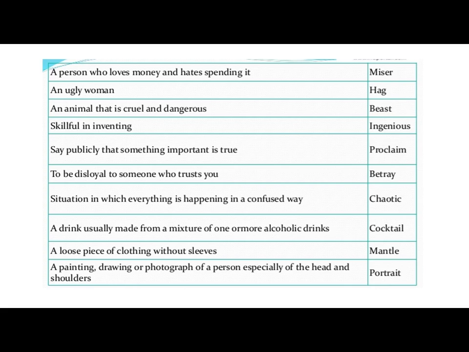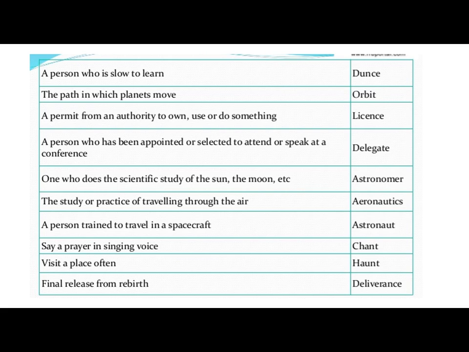A loose piece of clothing without sleeves, mantle. A painting, drawing or photograph of a person, especially of the head and shoulders, portrait. A person who is slow to learn, dunce. The path in which planets move, orbit. A permit from an authority to own, use or do something, license. A person who has been appointed or selected to attend or speak at a conference, delegate.